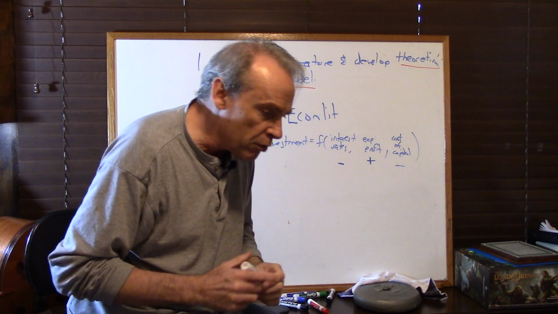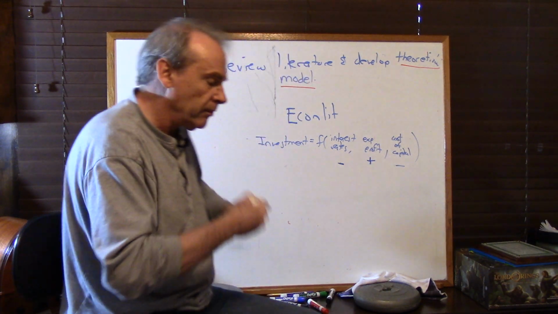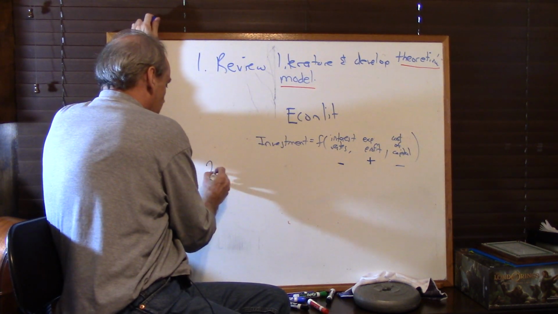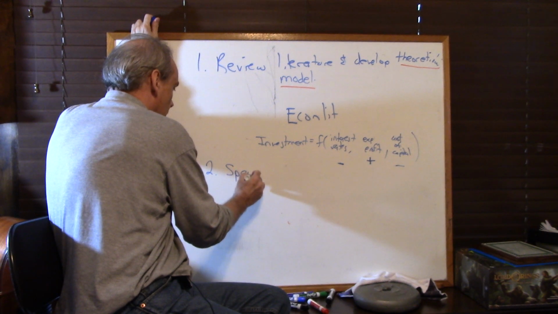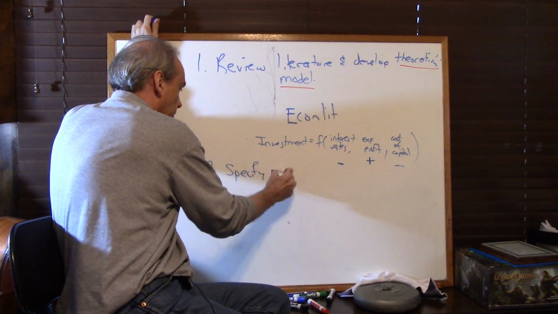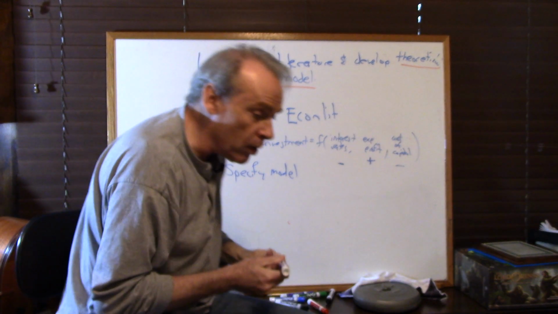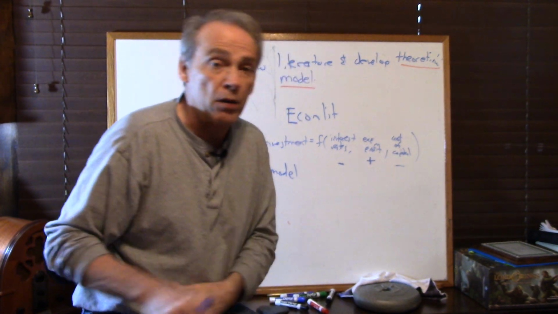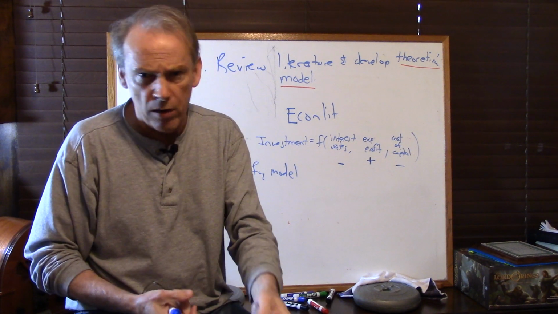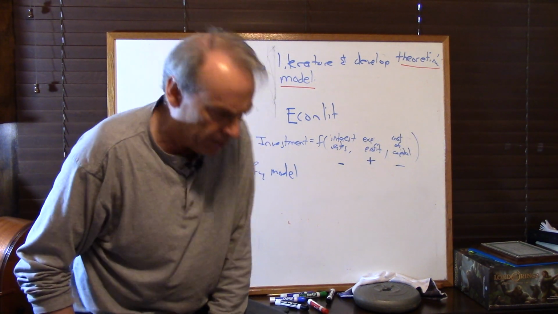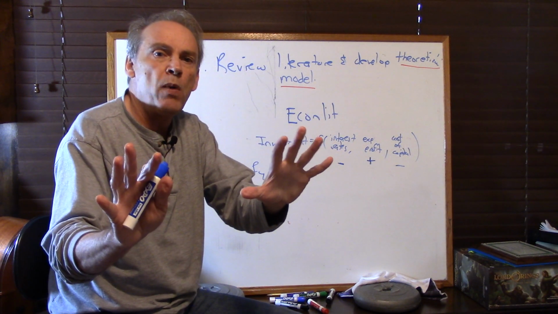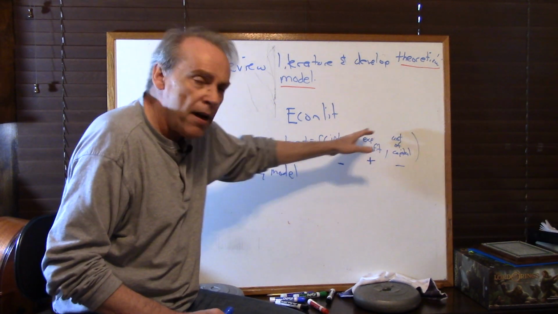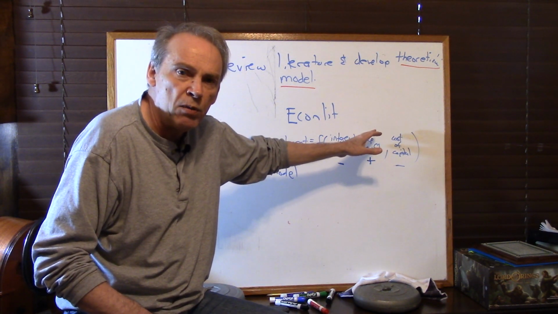Step two, you specify the model. I'm just going to write that here. He then says in the book, select independent variables and functional form. We haven't even gone over functional form yet, so don't worry about that. But here's what happens next. You're like, okay, I think that makes sense. I'd like to test this relationship.